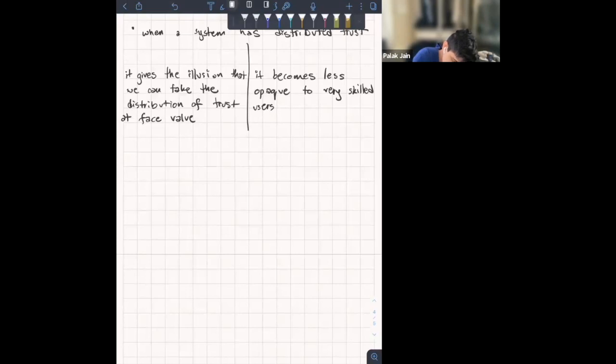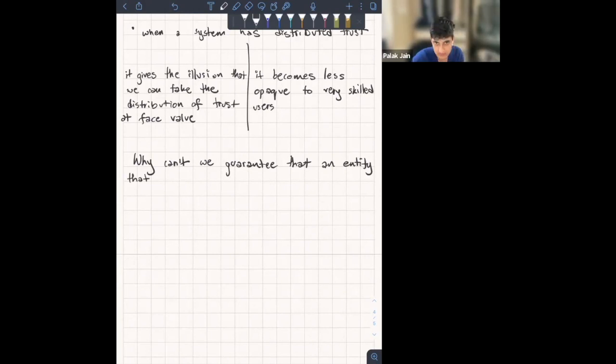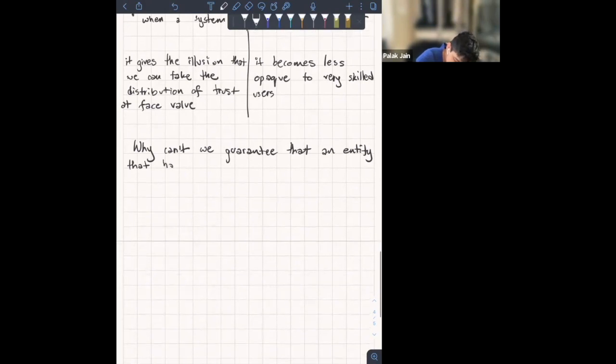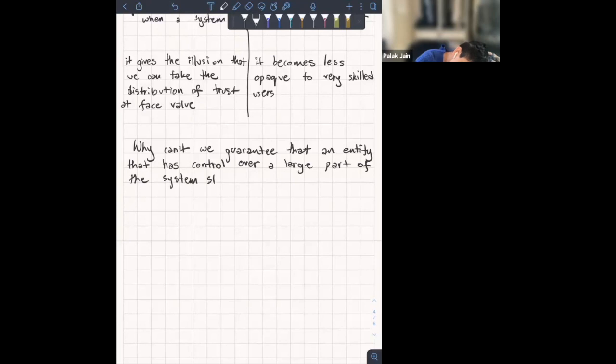Why can't we guarantee that an entity that has control over a large part of the system still can't do too much to break it, right? So why can't we guarantee this?